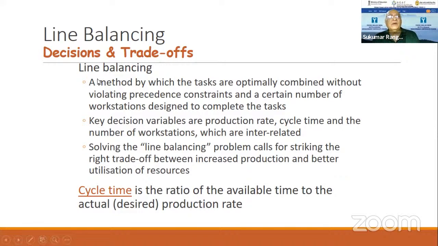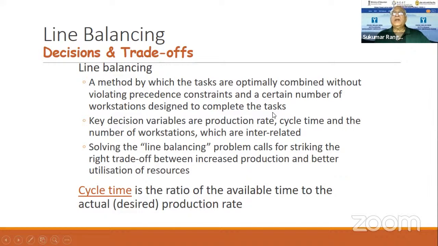Line balancing is a method by which the tasks are optimally combined without violating precedence constraints. What do you mean by violating precedence constraints? As I told you, input, process, output. The output of one is the input of the other process. You cannot do one before the other. It has to follow that sequence. So combining without violating the precedence constraints, and a certain number of workstations designed to complete the task.